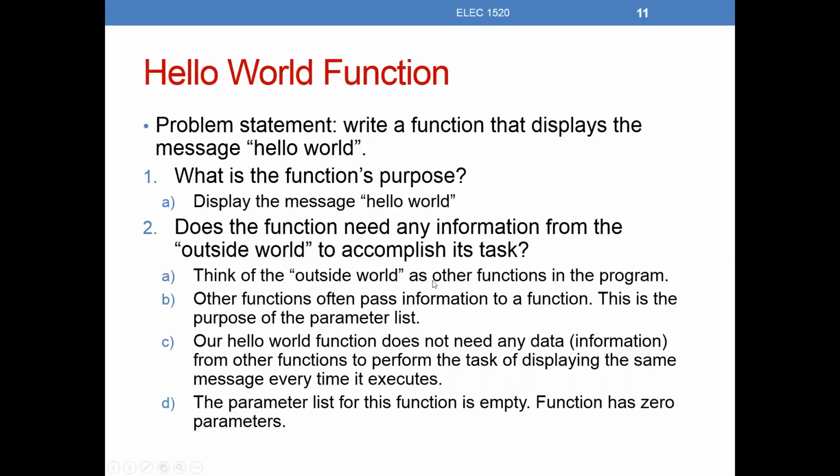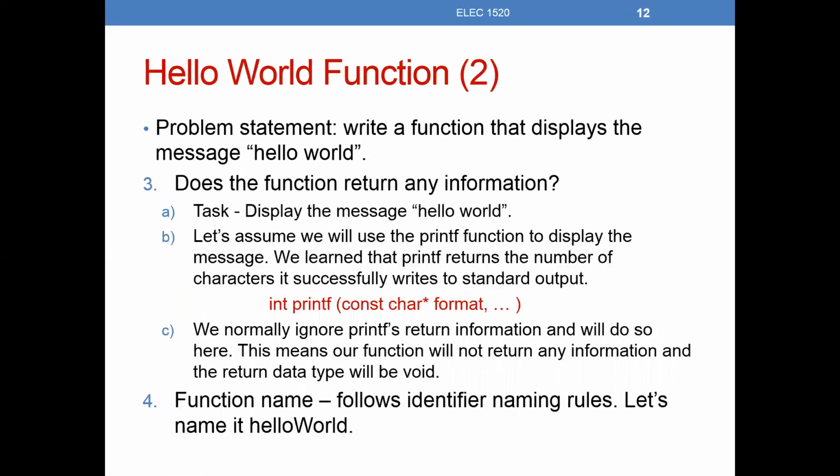So outside world, other functions in the program. And we'll find out that other functions can pass information to our function if we need it. That's what we mean by, do we need information from the outside world? In the case of hello world, we don't need any other information because we're simply going to use a printf statement to display the message. When we don't need information from the outside world, our parameter list is empty, right? So the function has 0 parameters.